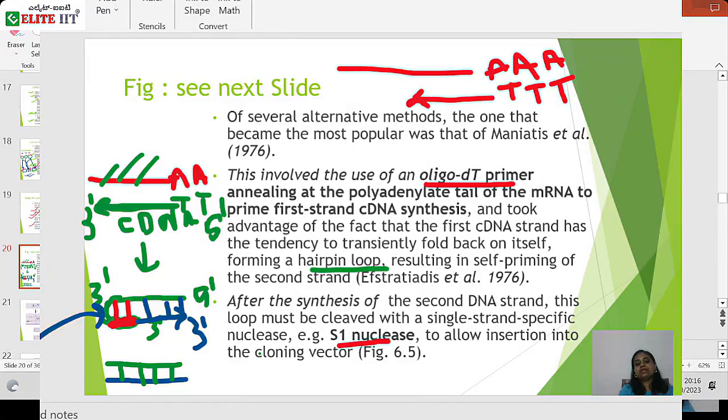Yes, ma'am. Why folding? cDNA has a tendency to make the folding, because hydrogen bonding is possible. Maybe at this part a complementary sequence is there, and at the position below, some complementary sequence is there, therefore they make this type of hairpin structure. So it is called self-priming, and there is no requirement of another primer. A primer is always required for the DNA polymerase. In the first step, in reverse transcriptase, that is actually an RNA dependent polymerase.